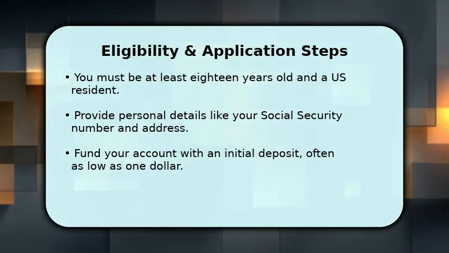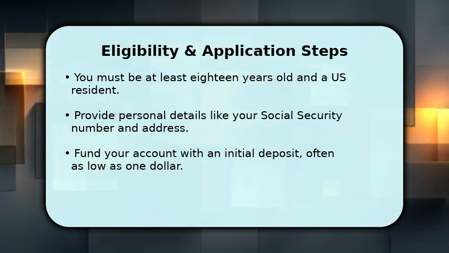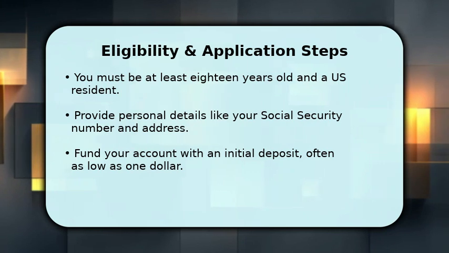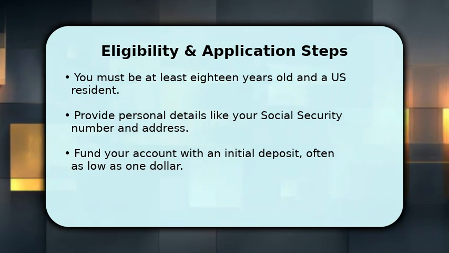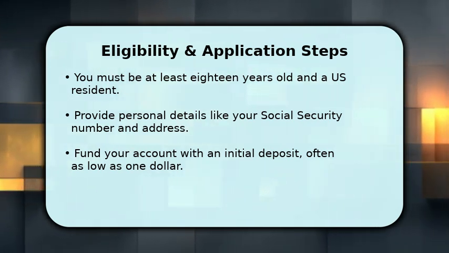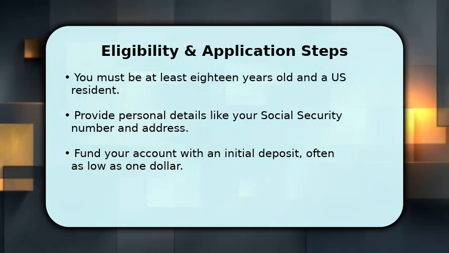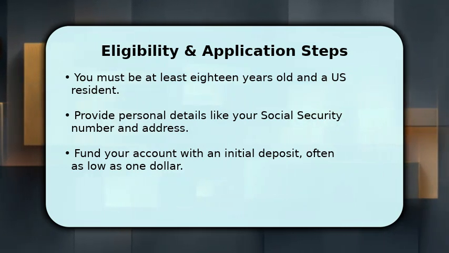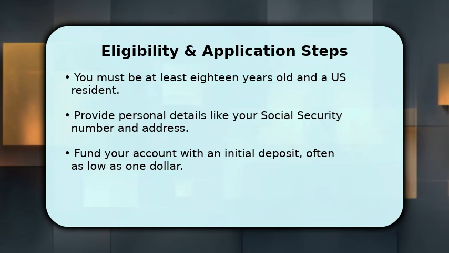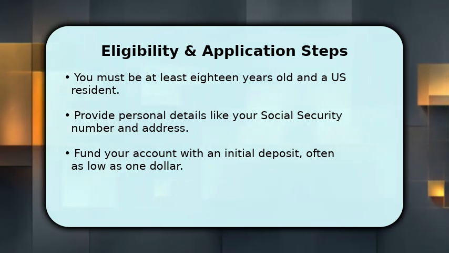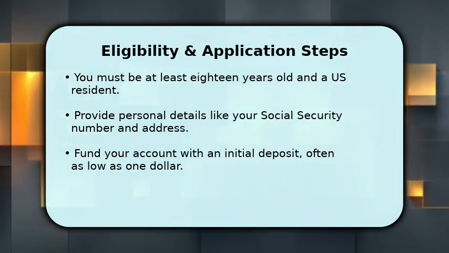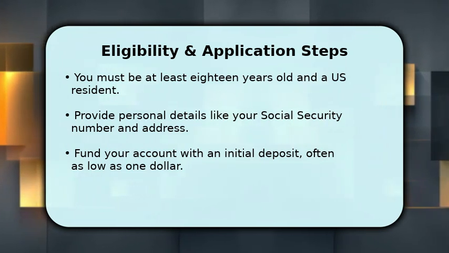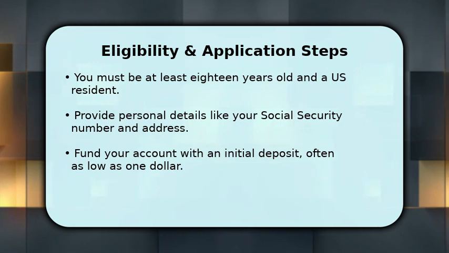Next, you'll need to meet the eligibility requirements, which typically include being at least 18 years old and a United States resident. You'll then provide personal details such as your social security number and current address for verification. After this, you'll link an external bank account to facilitate transfers. This step ensures your new cash account is connected to your existing financial setup, making funding simple and secure.